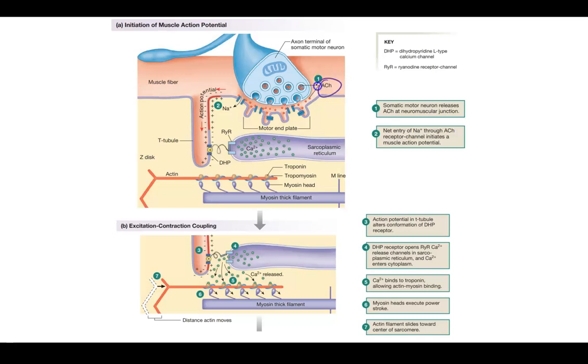Some things to point out. We have acetylcholine, we have the ryanodine receptor, the DHP receptor, and you see that physical tether between them, so that when the DHP opens, it physically opens up the RYR. And then calcium is released, which can then bind, right over here, calcium binds to troponin, allowing actin and myosin to bind. This is what we're trying to get to, actin and myosin to bind.